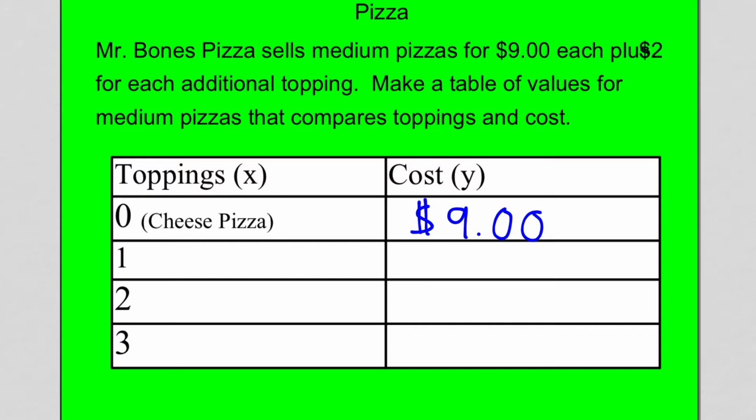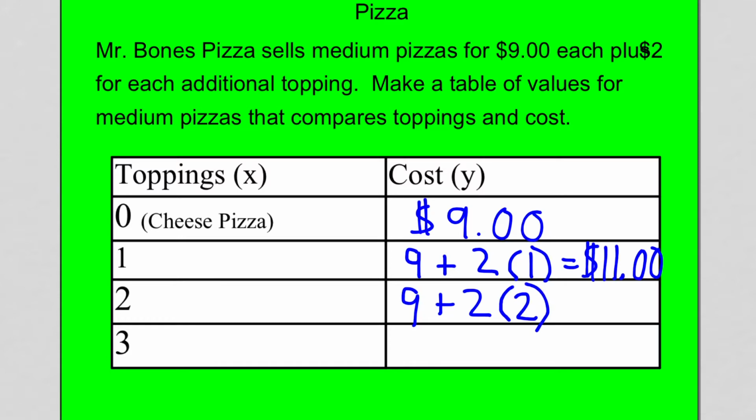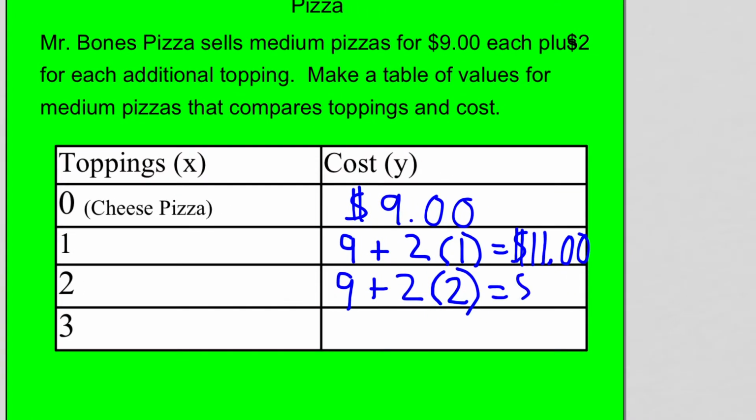And if you add on 1 topping, it costs $9 plus $2 times the number of toppings. In this case, that's 1. That's going to be $11. Okay, and if you get a 2-topping medium pizza, that's going to be $9 for the original pizza plus 2 times the number of toppings, which is 2. And that's going to be $13 for that pizza.